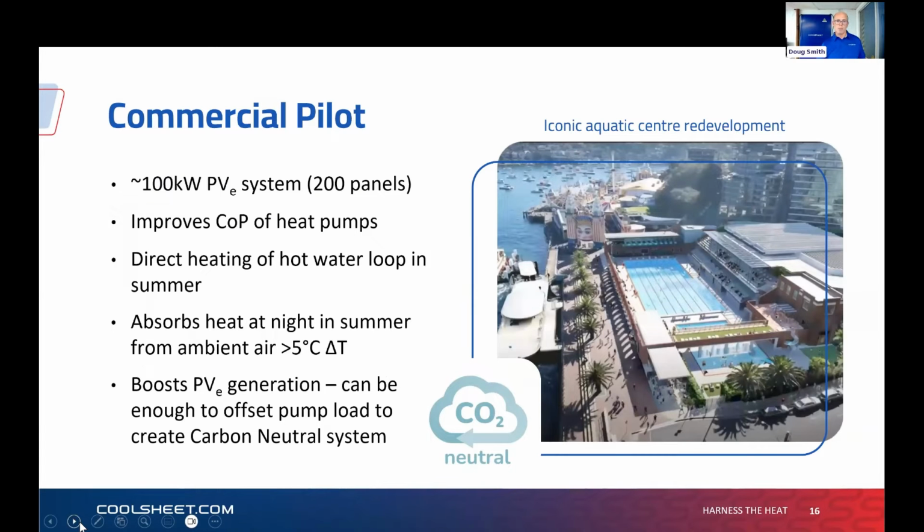So to wind up, we've got an interesting commercial pilot. The point to make here is that, depending on any final design changes on this project, we're hoping this is going to be a CO2 neutral project. By cooling the modules, we've generated enough energy to offset all the energy being used to run the Coolsheet system. So that's pretty neat from an ESG driver perspective, as well as obviously saving significant amounts of money, over $100,000 a year.